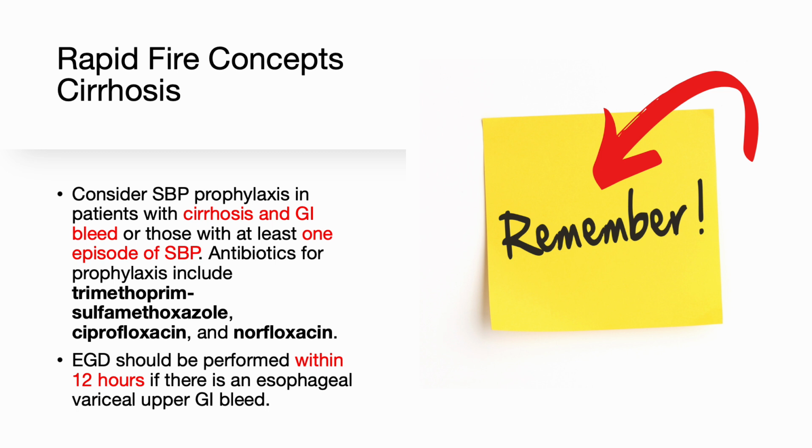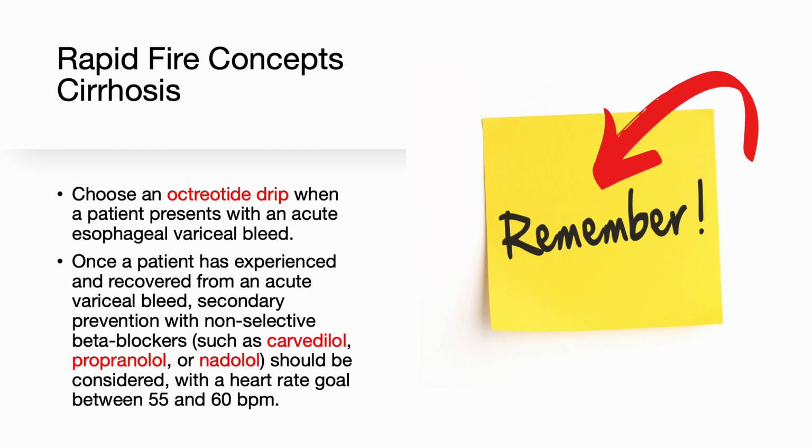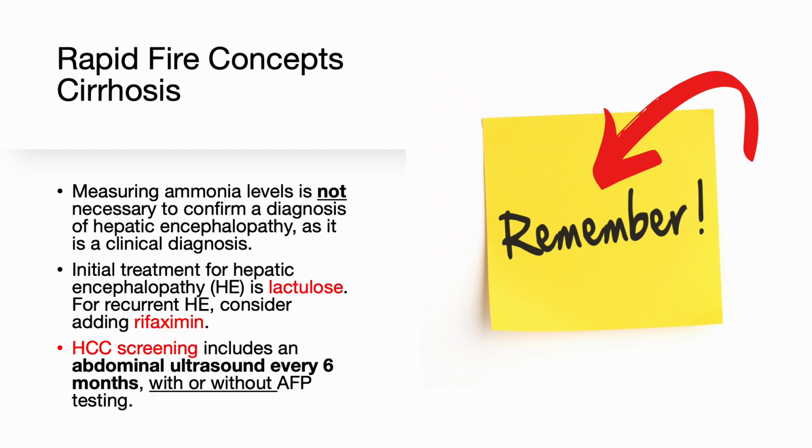EGD should be performed within 12 hours if there is an esophageal variceal upper GI bleed. Choose an octreotide drip when a patient presents with an acute esophageal variceal bleed. Once a patient has experienced and recovered from an acute variceal bleed, secondary prevention with a non-selective beta blocker like carvedilol, propranolol, or nadolol should be considered with a heart rate goal between 55 and 60 beats per minute.